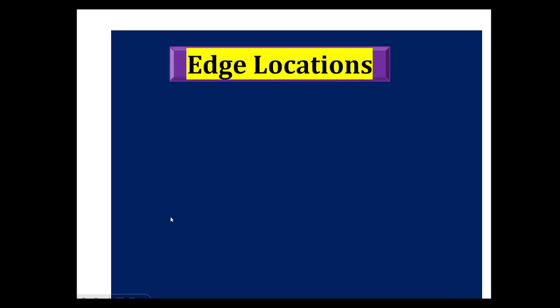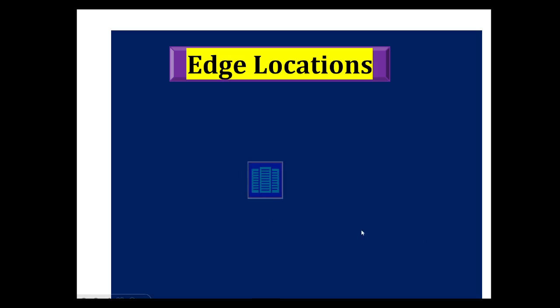So now let us understand what are the edge locations in AWS, which is again an important point. Edge locations are basically data centers deployed in many cities around the world and which are closer to the end user. They basically cache our application data to serve user requests faster.